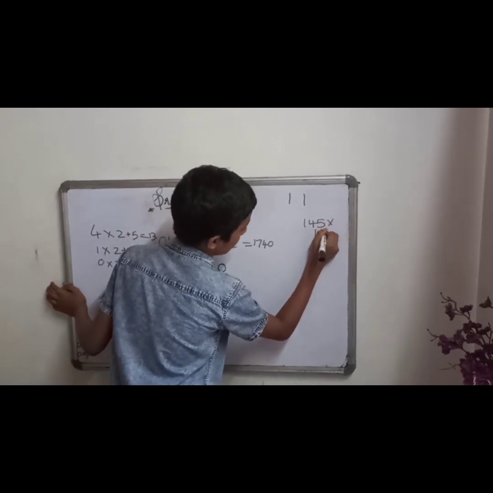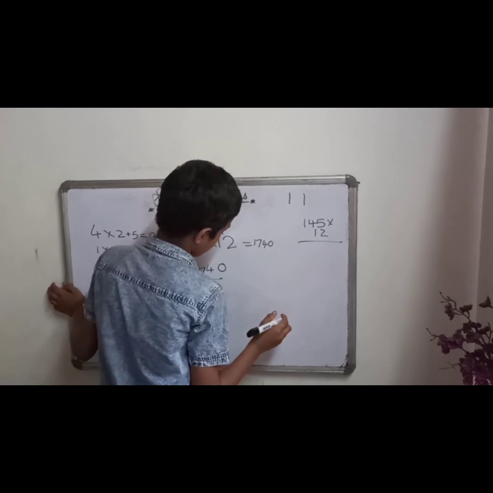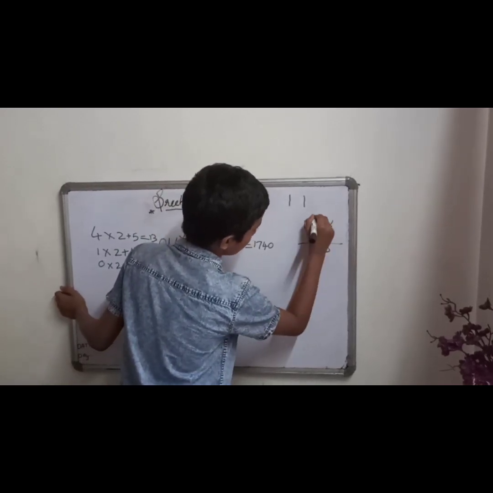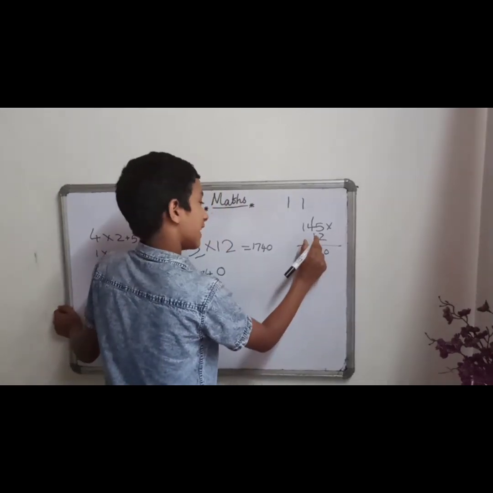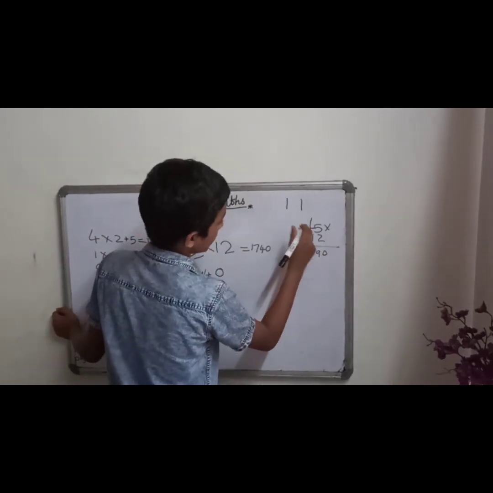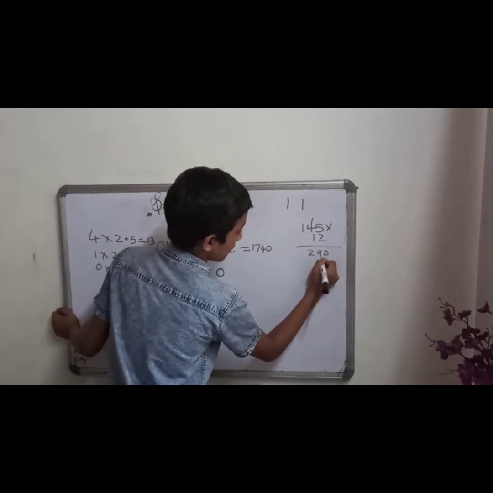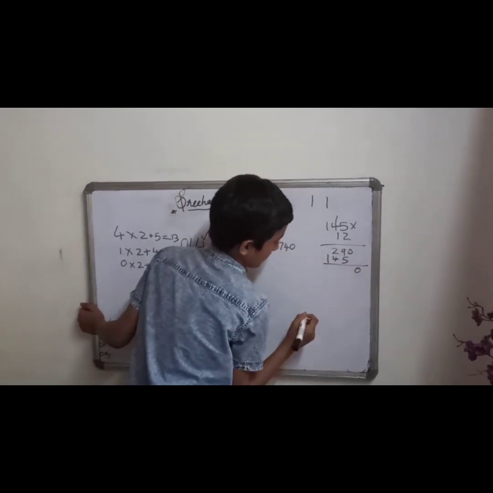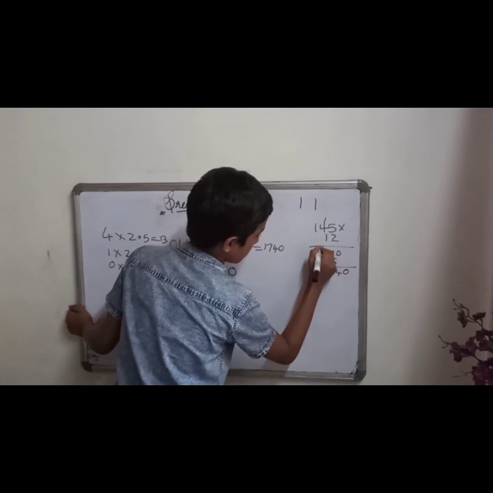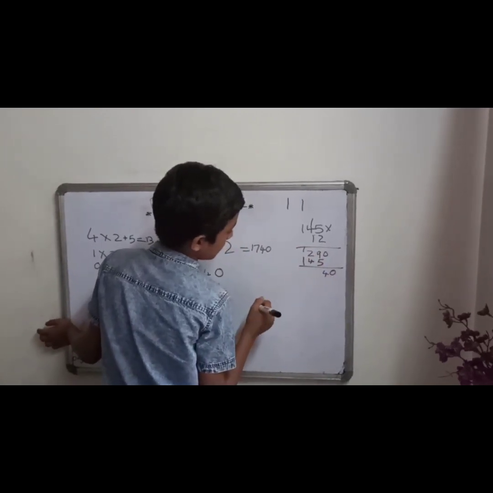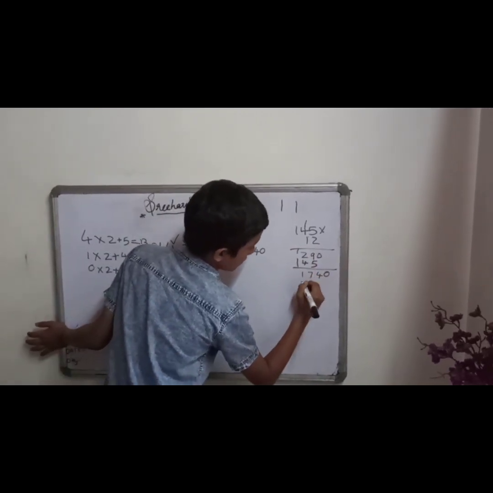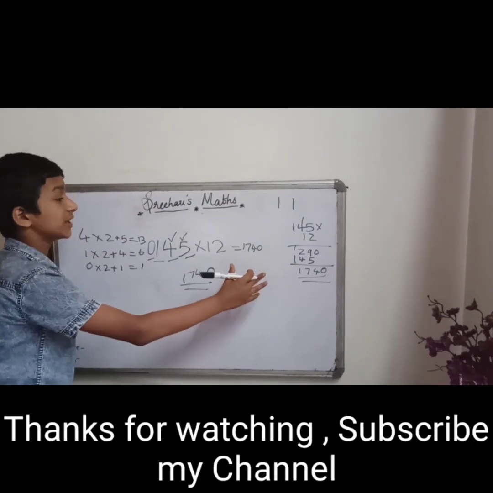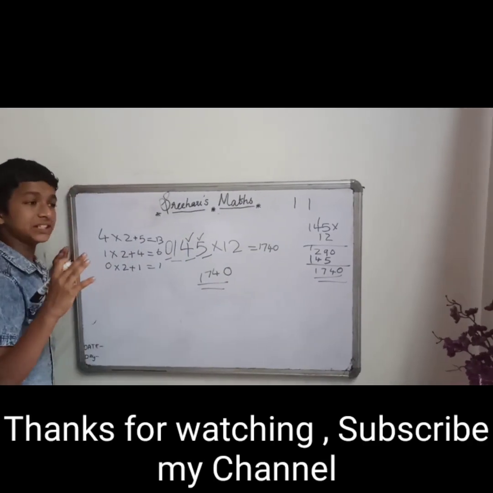Into 12. 2 into 5, 10, 1 here, 8 plus 1, 9, 2. Both answers are same. Like this, we can multiply any digit with 12.